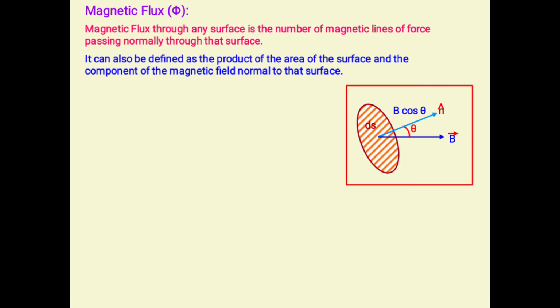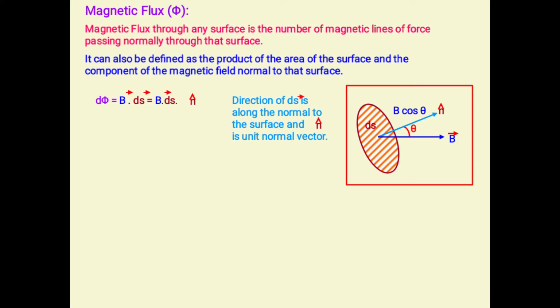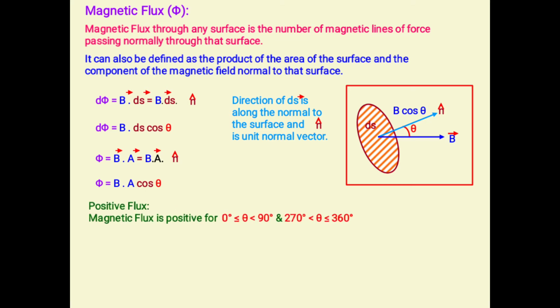And by the above definition we have d phi equals B dot ds, that is B vector into ds vector, the dot product of B and ds vectors. Finally we have d phi equals B ds cos theta, and phi is B dot A n cap. Again phi is BA cos theta if the total area is A, not ds. Then it is B dot A n cap, that is BA cos theta, and in the more general way it is B dot A only.